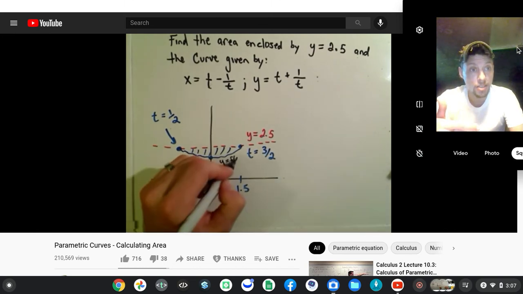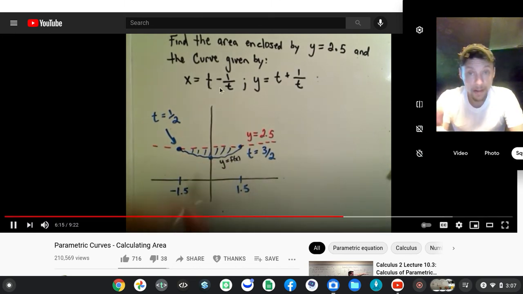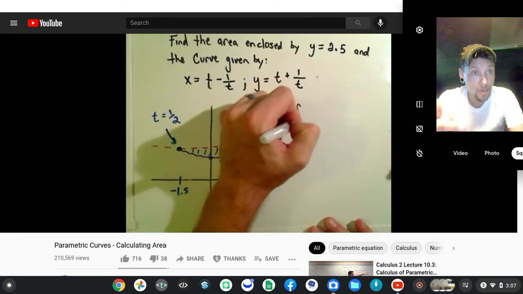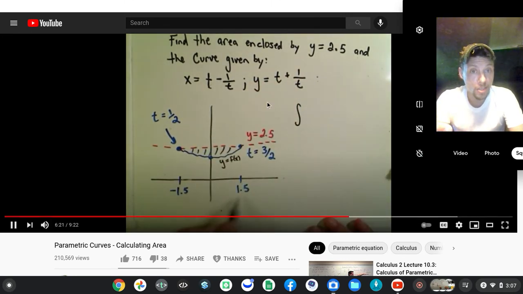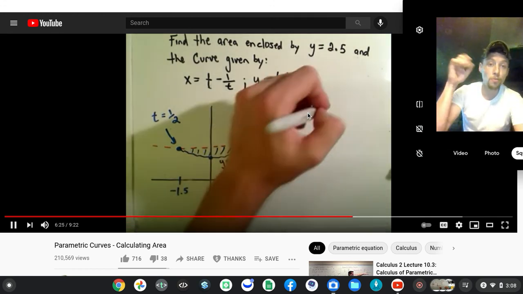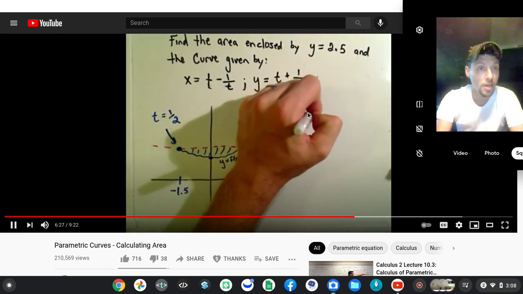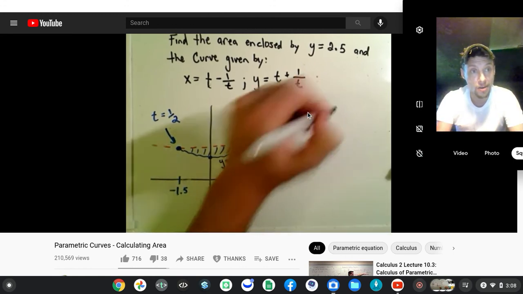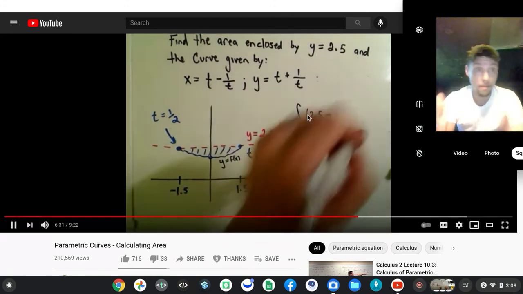Even if it was our parametric curve, I was gonna find everything else, then I would integrate, okay? I'll use the standard limits of integration, negative 1.5 to 1.5. Don't worry about that for a moment. Basically, I would take the top curve, 2.5, inside of here, minus the bottom curve, f of x, g of x.